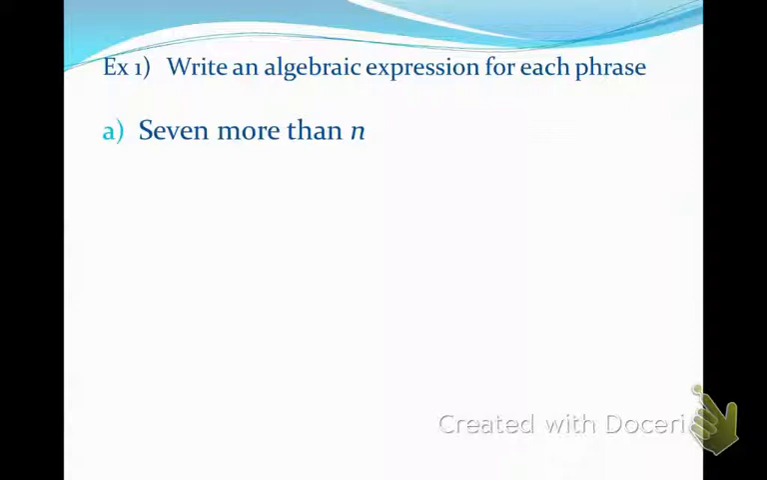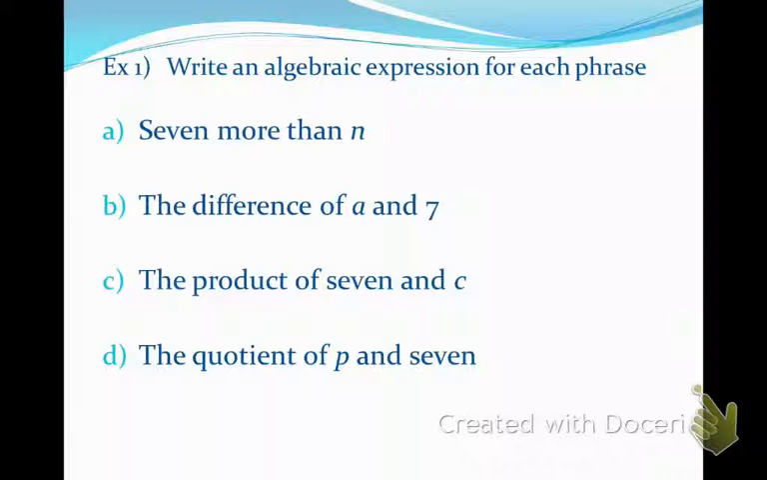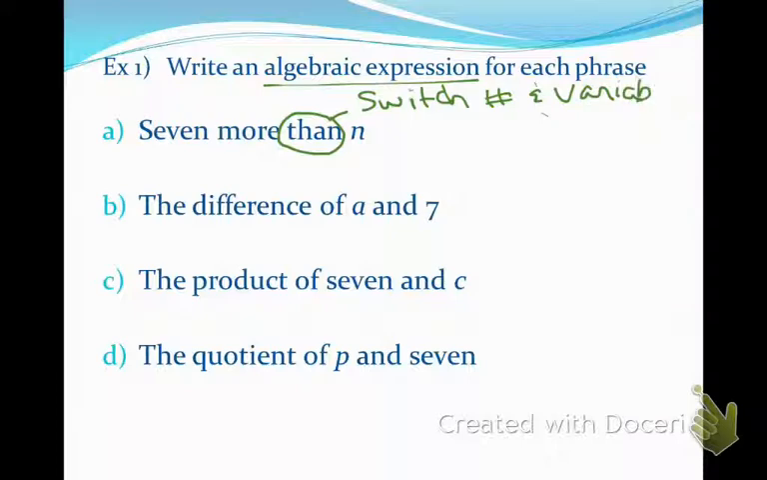So, we're going to write an algebraic expression. There's some information you should know about it. Again, it does not have an equal sign. So, anything that has the word "than" in it means we're going to switch numbers and variables. So, it says 7 more than n. So, instead of having it in order of 7 plus n, it's going to be n plus 7.